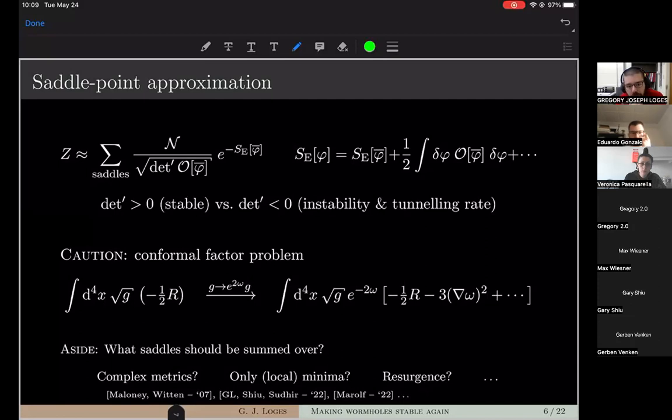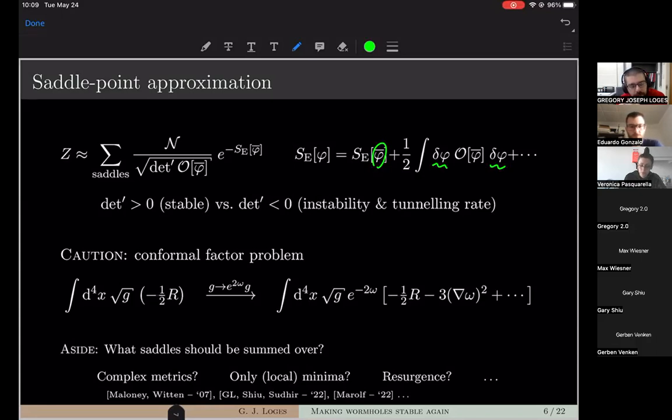Here I've now switched to Euclidean signature, and this overbar is indicating the classical solution, and then around it the perturbations are these delta phi's. And the question of stability amounts to looking at eigenvalues of this fluctuation operator, capital O. Now, if this functional determinant is positive, that indicates that it's a true minimum of the action as opposed to a saddle point. Whereas if there's a negative eigenvalue, that's indicating an instability. And what this path integral would then compute is the non-perturbative tunneling rate.